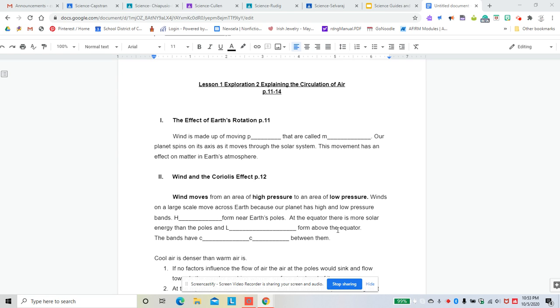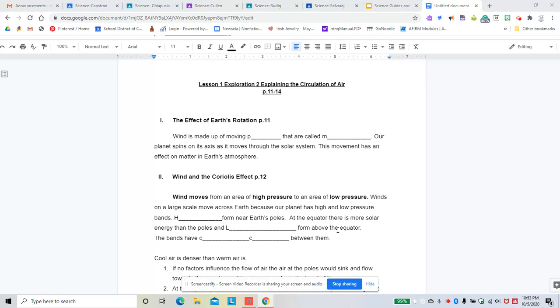Good afternoon, science students. We're ready to do guided notes for pages 11 through 14, explaining the circulation of air. Starting on page 11, at the top above the two kids with the balloon: the effects of Earth's rotation.